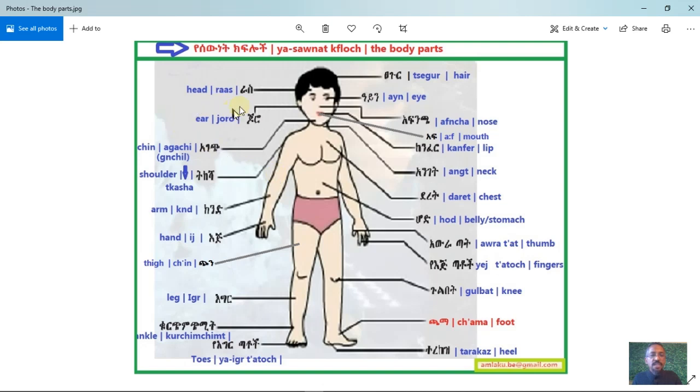For example, you can say ras. The native may read it as ras, fluently and quickly, but you may count ras. Jo ro, agech. So please study the Amharic alphabet.